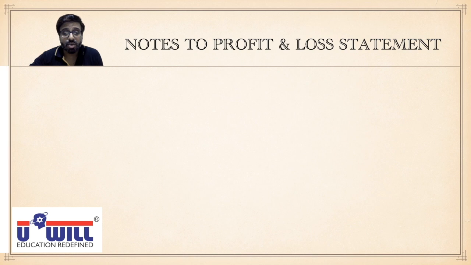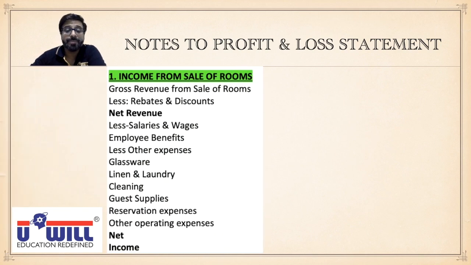So understand these notes to profit and loss statement. First, income from sale of rooms. Gross revenue from sale of rooms less rebates and discount, net revenue will directly write in sales column.